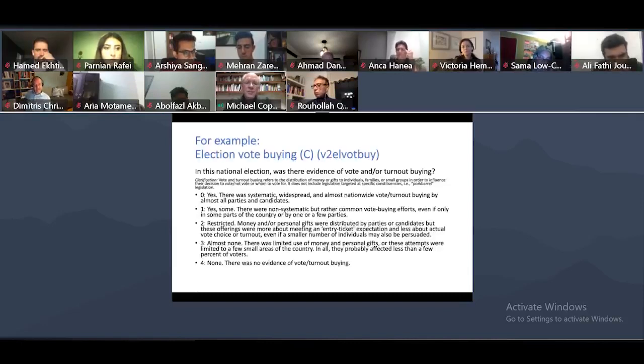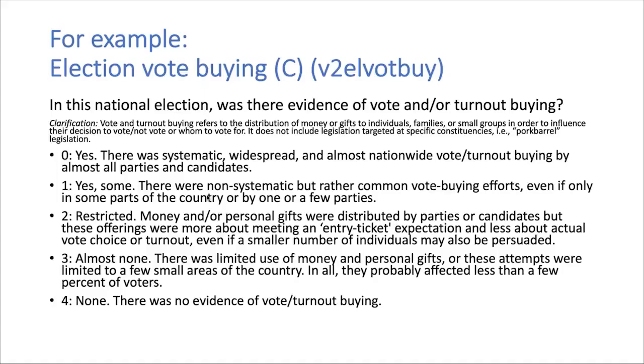Next slide. So this is an example of one of our questions about election vote buying. So there's a simply stated question. In this national election, was there evidence of vote and or turnout buying? Often there's a little clarification about what we mean by all those terms, and then there's a set of usually multiple choice answers on an ordinal scale, going from yes to none. And our country experts read those answers and choose which one best describes the country year that they are rating, and they submit their answers.